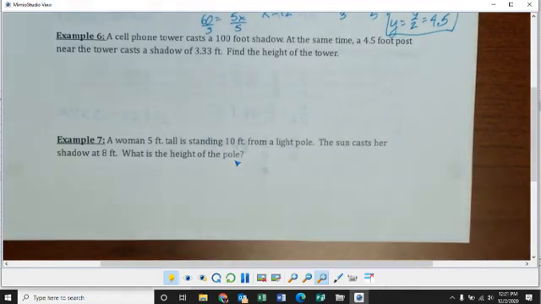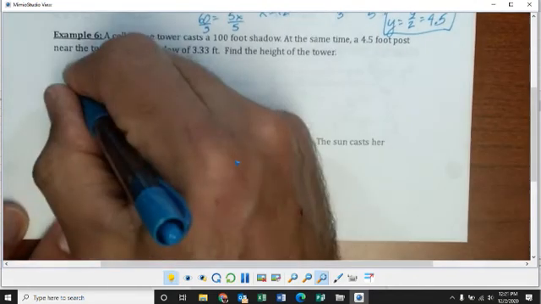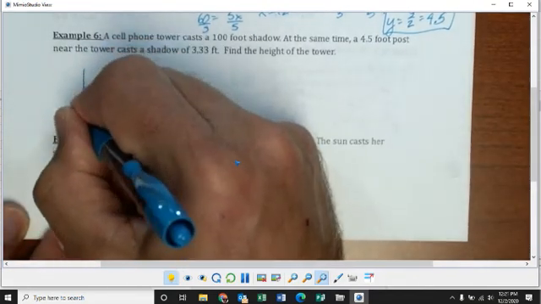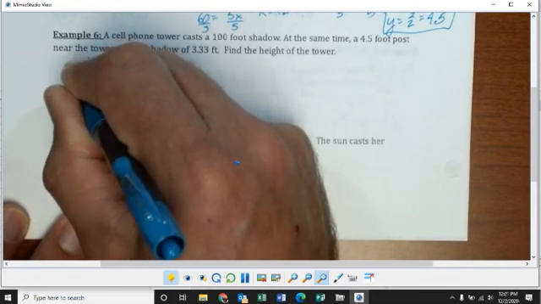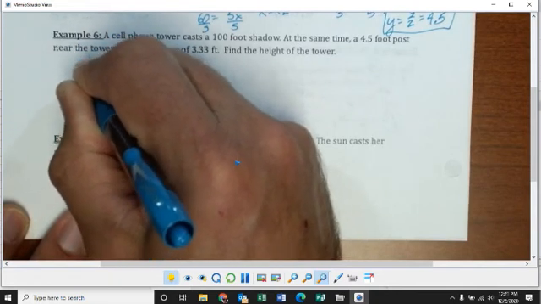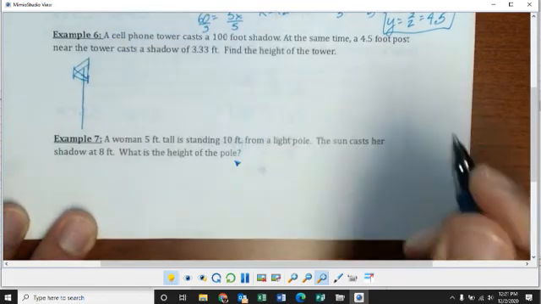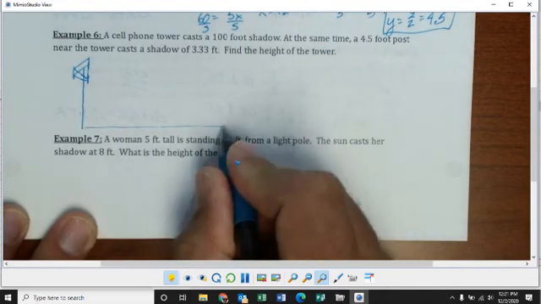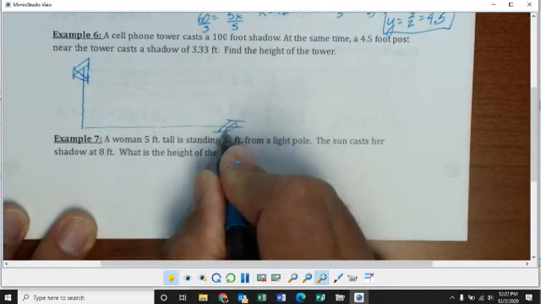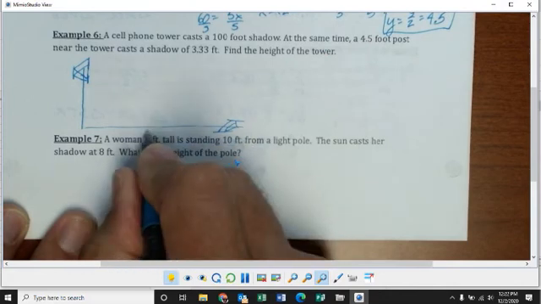we have to draw a picture. So here we go. We have a cell phone tower, and cell phone towers look something like this, right? That's our cell phone tower. It casts a 100-foot shadow. So here's our shadow of our cell phone tower. That's 100 foot long.